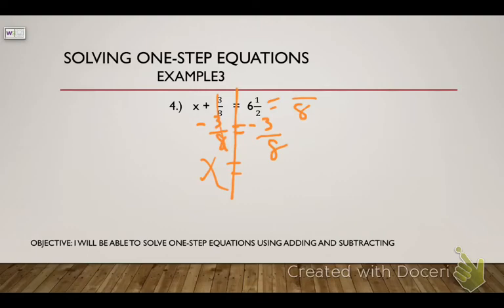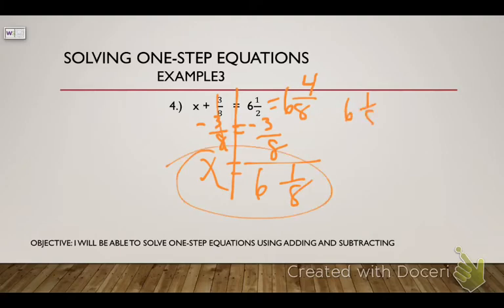2 times 4 is 8. 4 times 1 is 4. We have 6 and 4/8 minus 3/8 equals 6 and 1/8. Well, let's find out, does that work? That's our answer. Let's go back and try. We have 6 and 1/8 added to 3/8. 1/8 and 3/8 is 4/8. 6 and 4/8. Does that equal 6 1/2? It does. 6 1/2. All right, ladies and gentlemen, that checks.